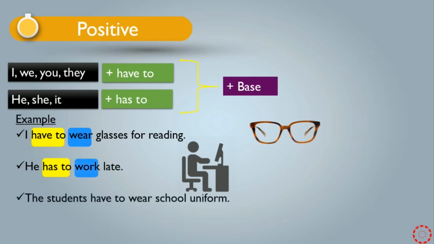Another example: the students have to wear school uniform. The students have to wear school uniform because in schools we have a rule that all the students have to wear uniform, so you can't reject or refuse this rule. As you see, the word students has an s and it's plural, that's why I use have to, and the verb, which is wear, has to be in base form.